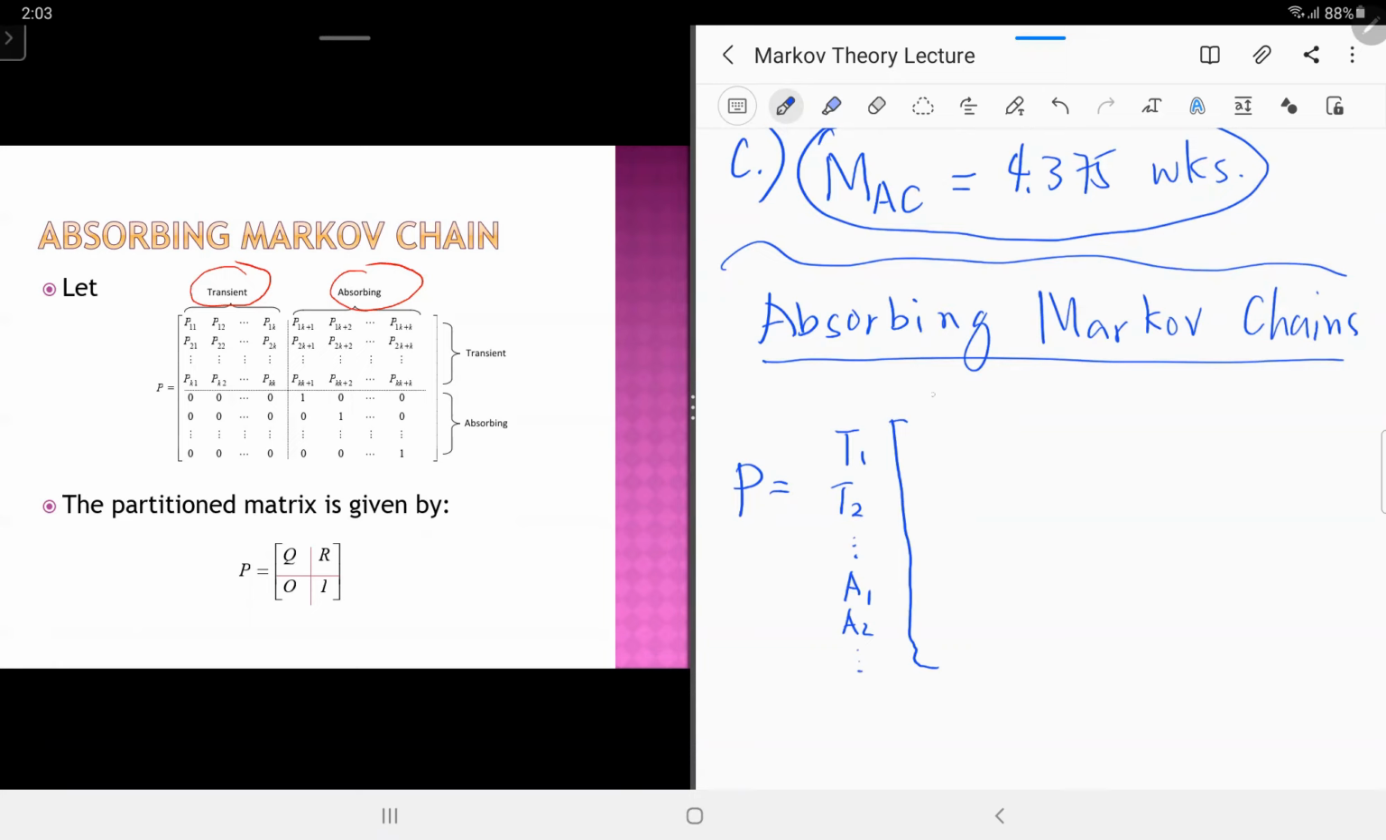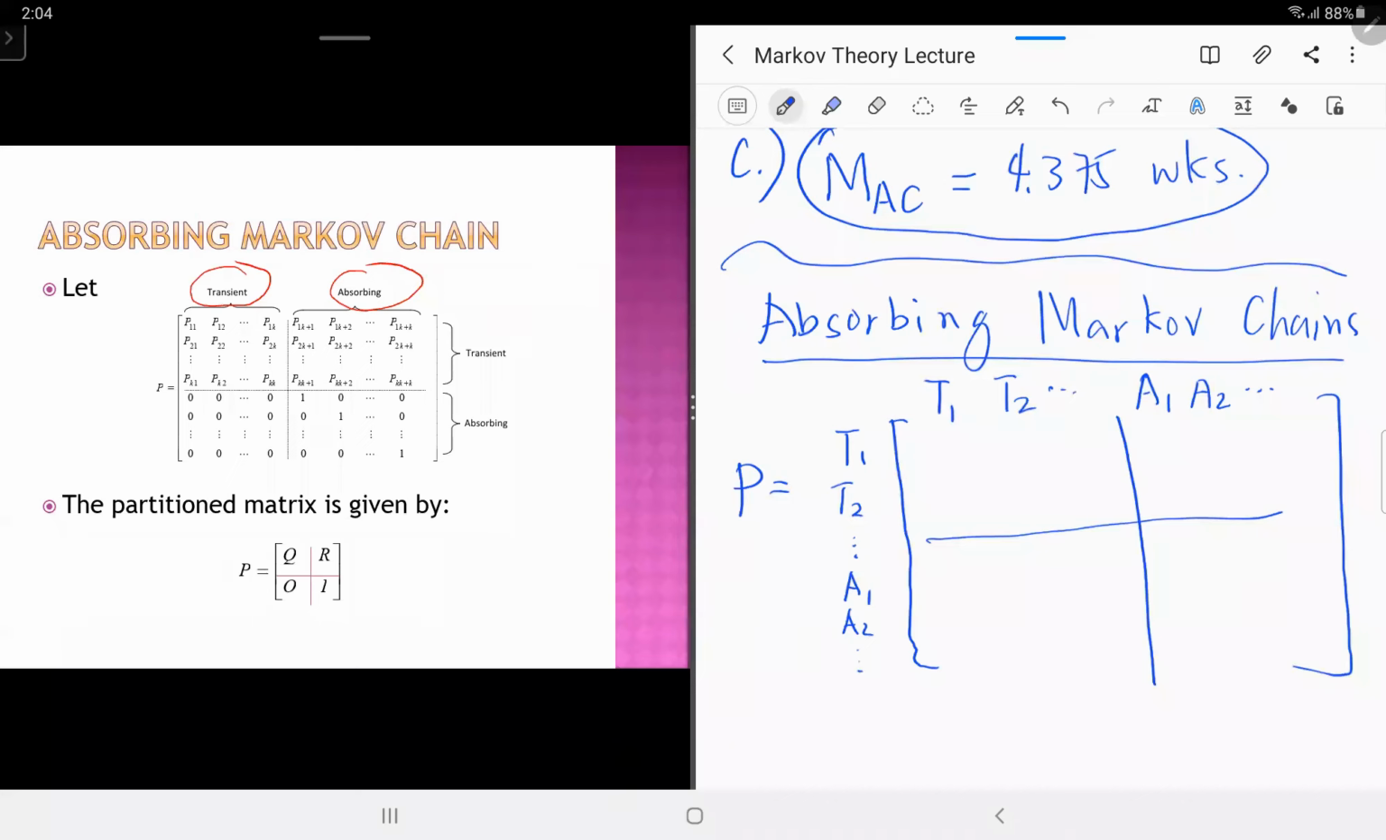You need to be able to transition from one transient state to another. So if T1 is a transient state and T2 is a transient state, you need to be able to go from and to T1 and T2, and so on. And then you put the absorbing states here, A1, A2, and so on. By rearranging the states and grouping them into transient and absorbing states, you will be able to divide this transition matrix into four quadrants.